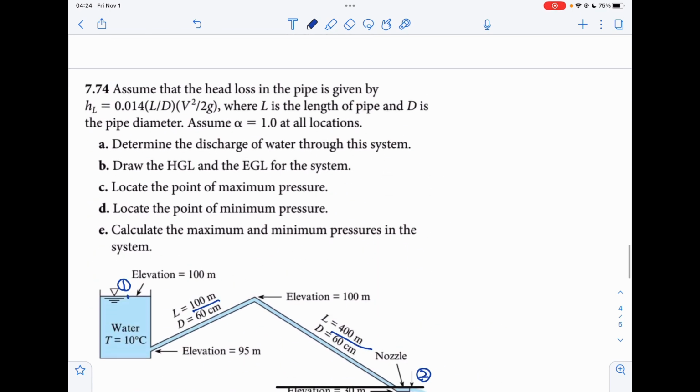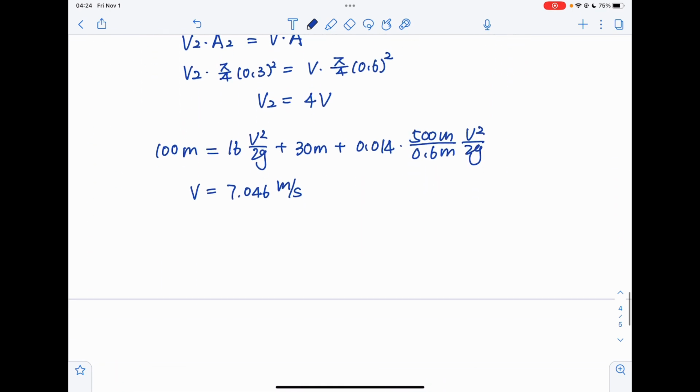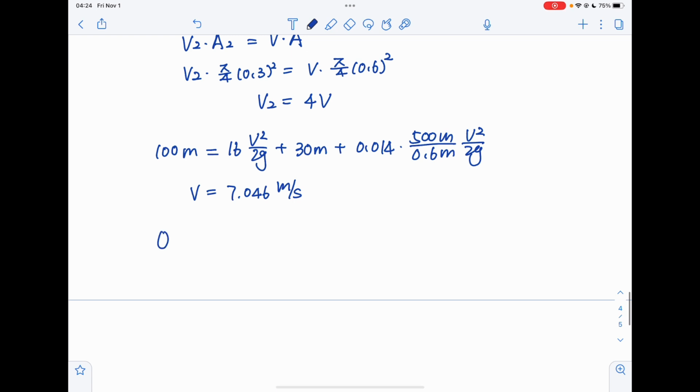The problem is asking us to find the discharge, which equals A times V, and A is the area based on the diameter of the pipe, times the velocity, which gives us 1.99 cubic meters per second.